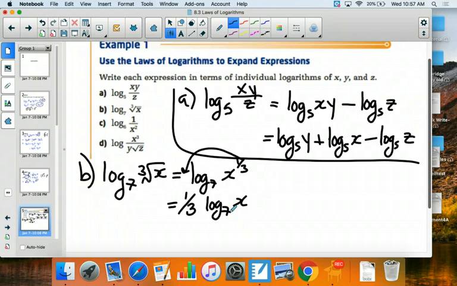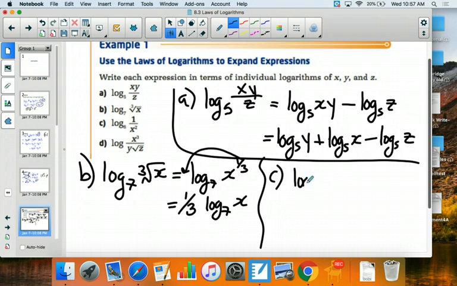Would that be like a function? Right now this is just an expression because it's not equal to anything. I'm just rewriting it. This could be an example of a function if it was y equals that, and then you could graph it. Right now we're just trying to use the laws to rearrange what it looks like. Okay? All right, let's try C.